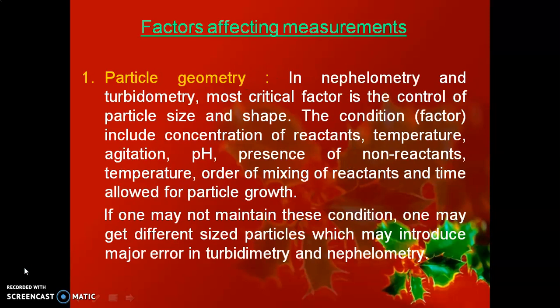Then some factors affect the measurement. First is the particle geometry. In nephelometry and turbidimetry, the most critical factor is the control of particle size and shape. The conditions include concentration of reactants, temperature, agitation, pH, presence of non-reactants, order of mixing of reactants, and time allowed for particle growth. If one does not maintain these conditions, one may get different size particles, which may introduce major error in turbidimetry and nephelometry.